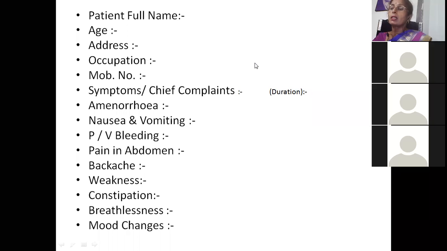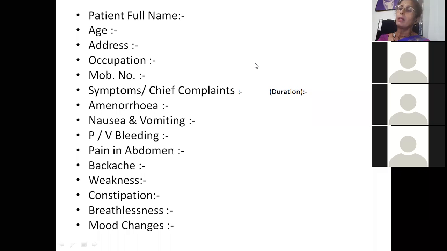Breathlessness depends on how the patient was prior to pregnancy. If there is weakness or anemia before pregnancy also, the patient is more likely to have breathlessness. So you must ask the history of breathlessness since how many days. Then comes the constipation.